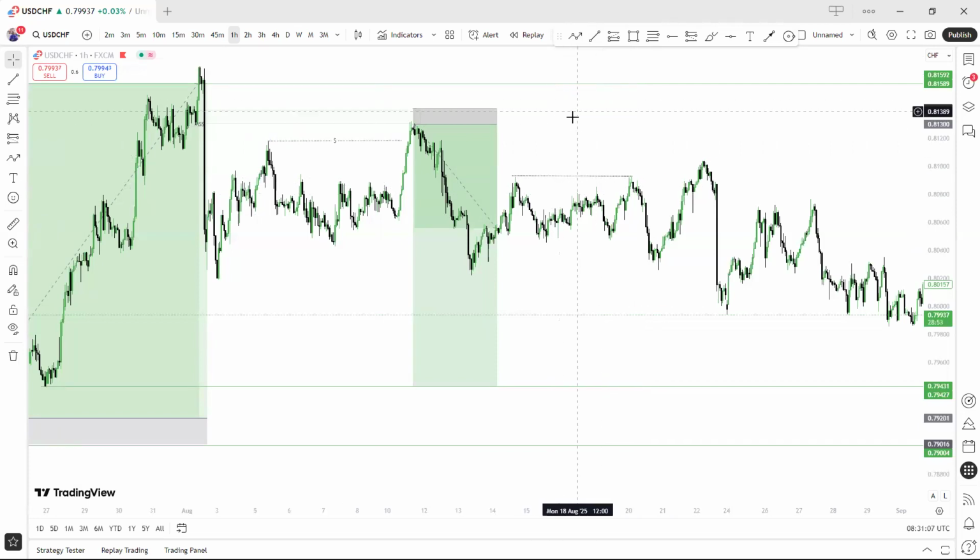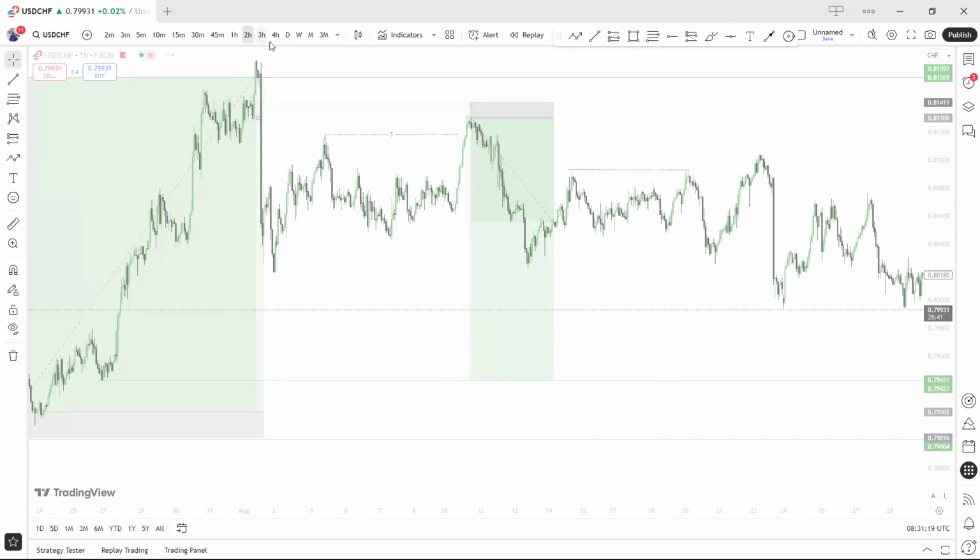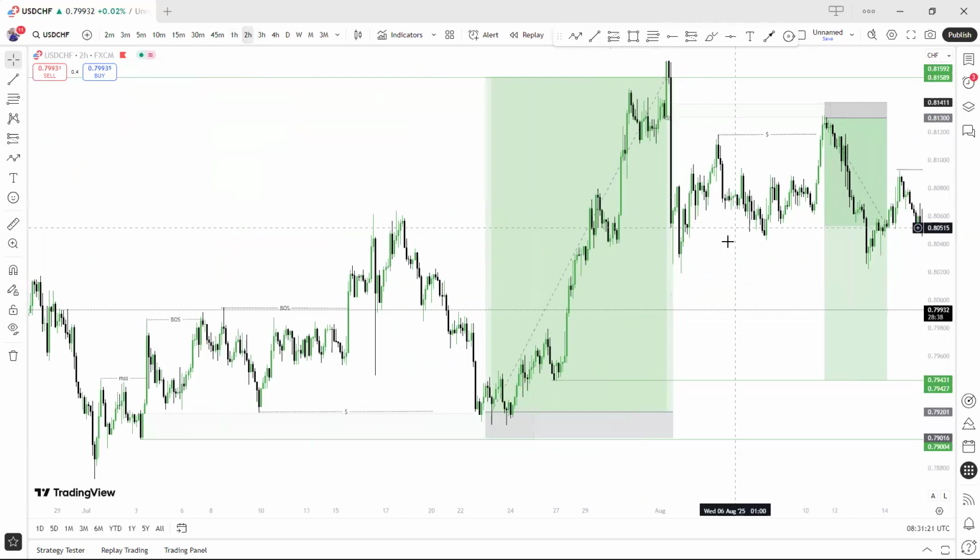So it's not like, okay, where will be my point of interest now? From my own understanding of point of interest, I had to pick a point of interest that is unmitigated on a higher time frame, the point of interest that is closer to this liquidity. I went to my 2 hours time frame so I could get a clear point of interest.